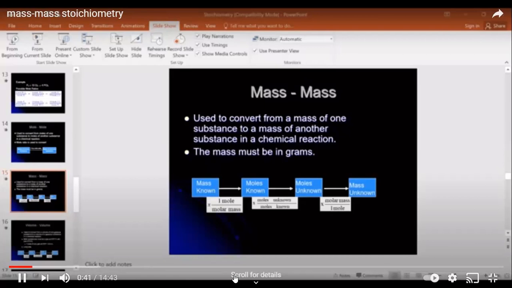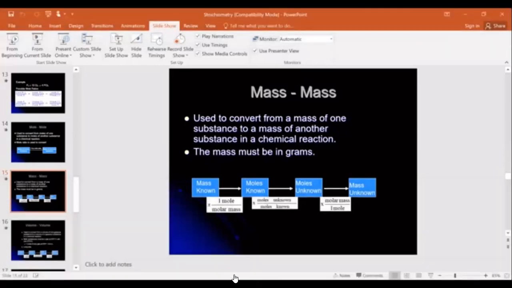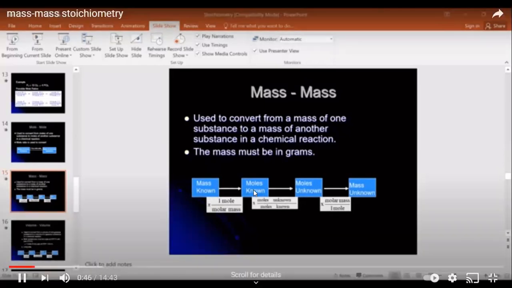I asked you to convert 27 grams of ammonia to moles of ammonia. Then you would put 27 grams of NH3 over 1, and then you multiply by 1 mole over 17.0306, which is the molar mass of ammonia. So we've done that. Okay, we've also, on the other end, gone from moles unknown to mass, moles to mass.